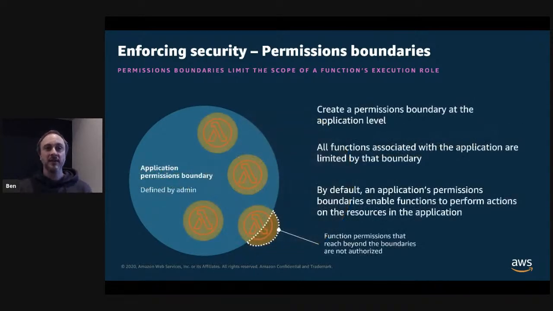So if you scale this out across multiple hundreds of Lambda functions, thousands of Lambda functions, each one is now bounded by an application permission boundary, which is defined by some admin user. And each has still got their own resource policy and their own execution role. But if a function's permission is reaching beyond that boundary set by the application permissions boundary, it's still not authorized to perform that action. So this helps you safely scale out permission boundaries to multiple Lambda functions.